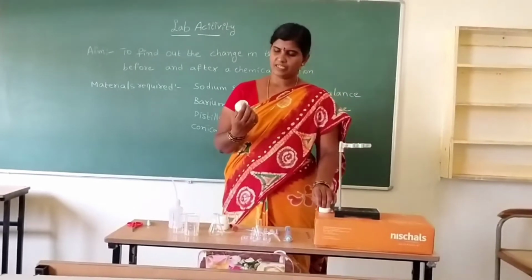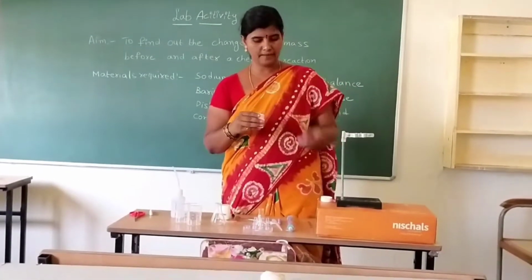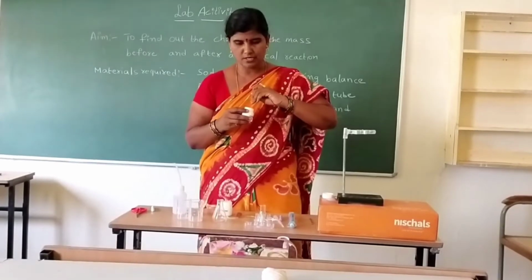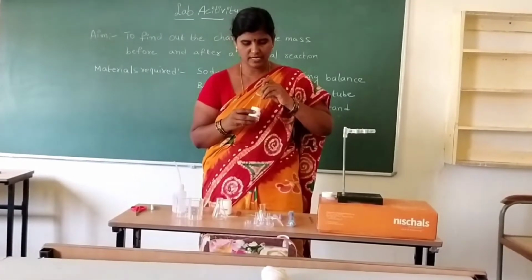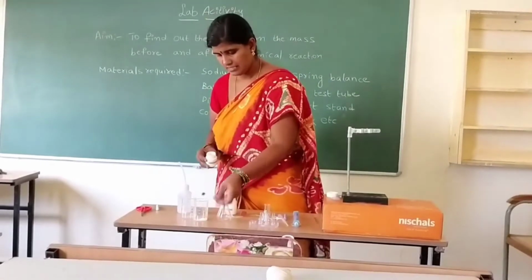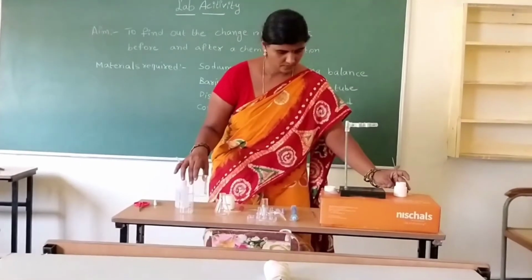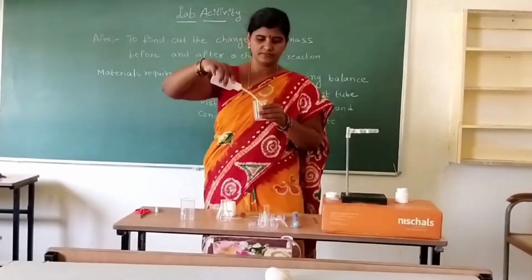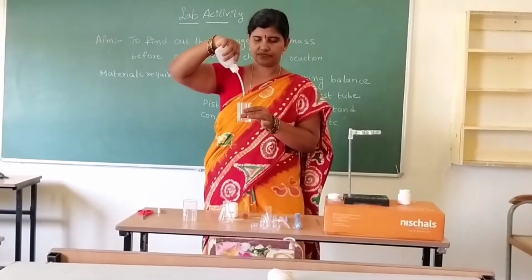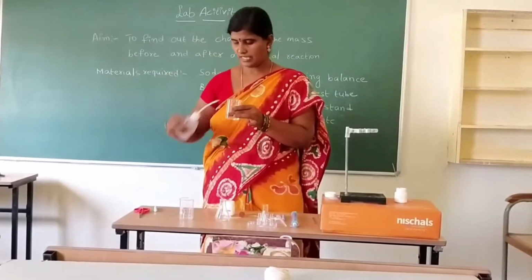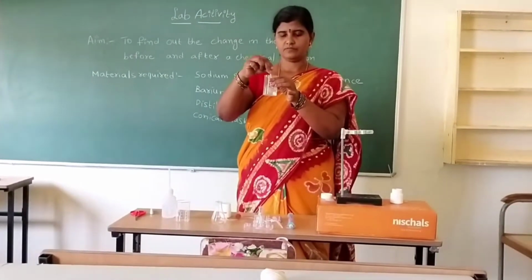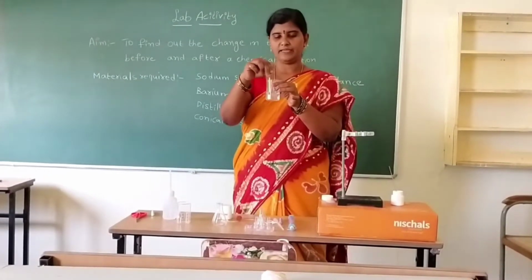What do we take first? Take the barium chloride salt, open the cap. With the help of this spatula, take 2 grams of barium chloride in the beaker. This is barium chloride. Then add distilled water. Pour the water. Then mix with the glass rod. So the barium chloride solution is ready.